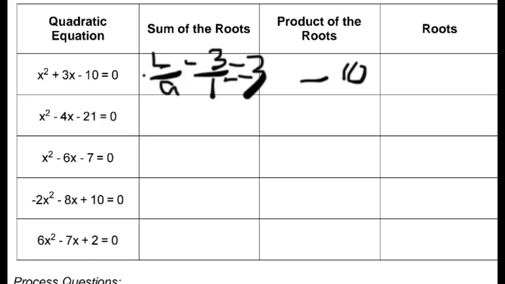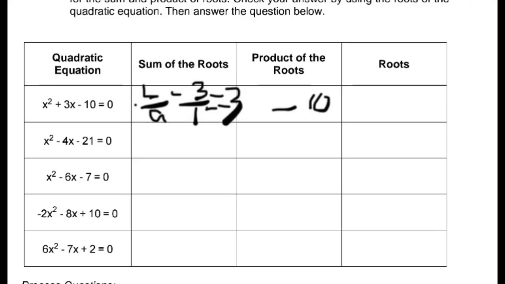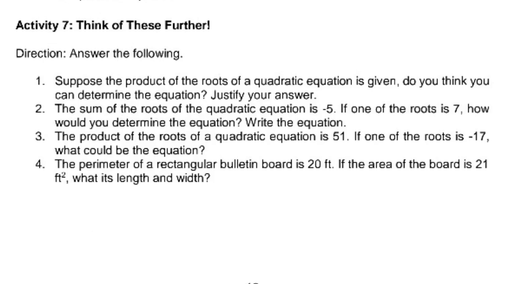So what we're going to do is find the roots. For the roots, we're going to find two numbers whose sum is negative 3 and whose product is negative 10. And those numbers are negative 5 and 2. So negative 5 times 2 is negative 10. Negative 5 plus 2 is negative 3. So do the same with the given four quadratic equations. Then for activity 7, just answer the questions in your paper.